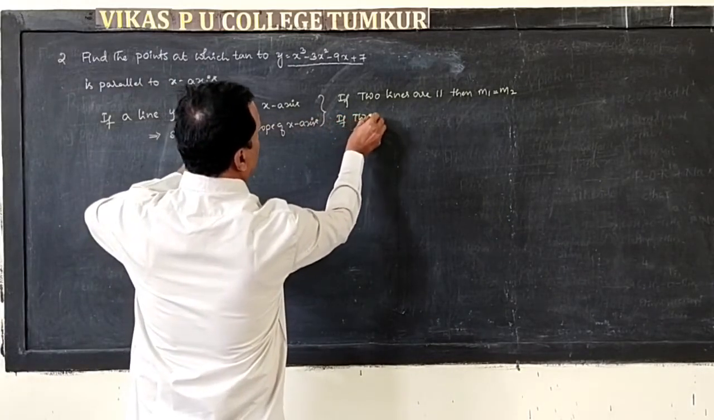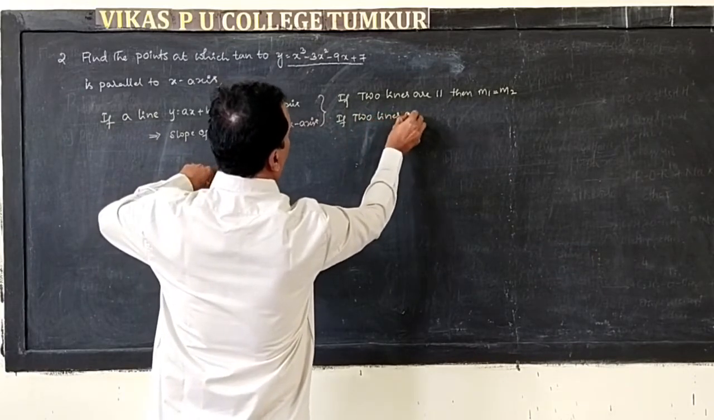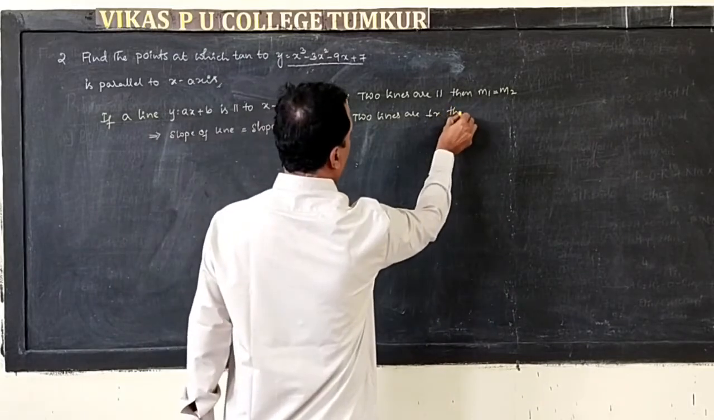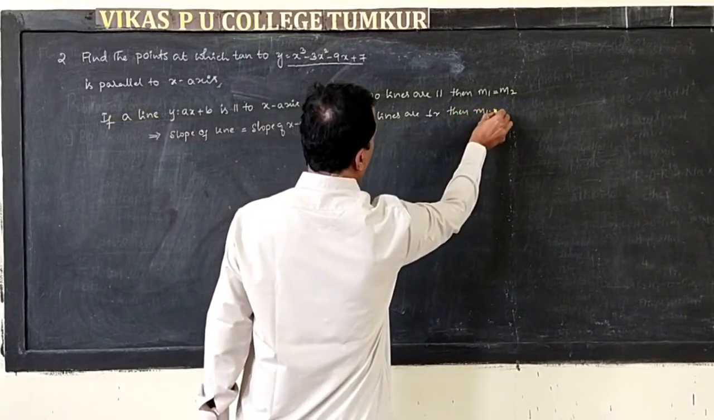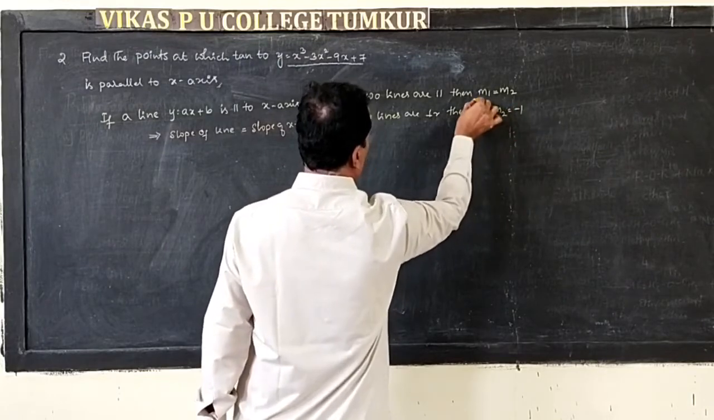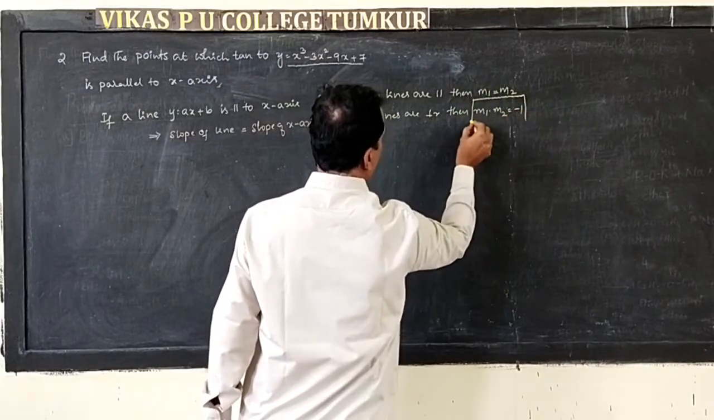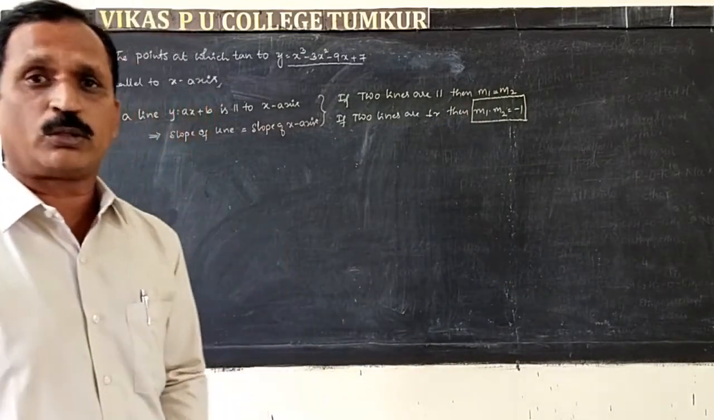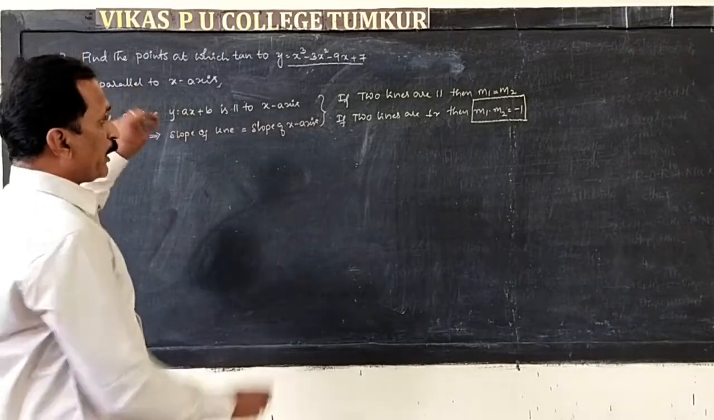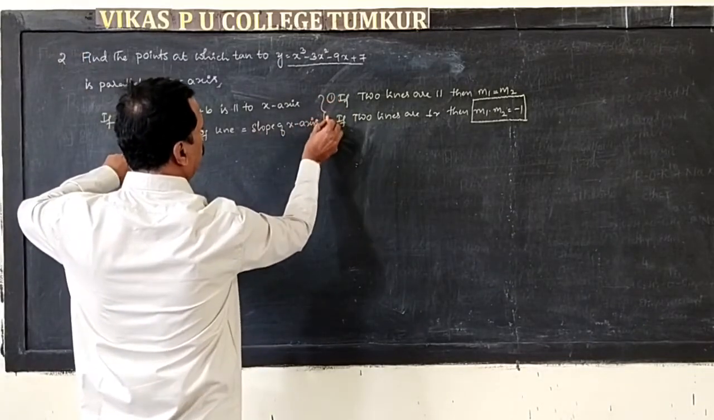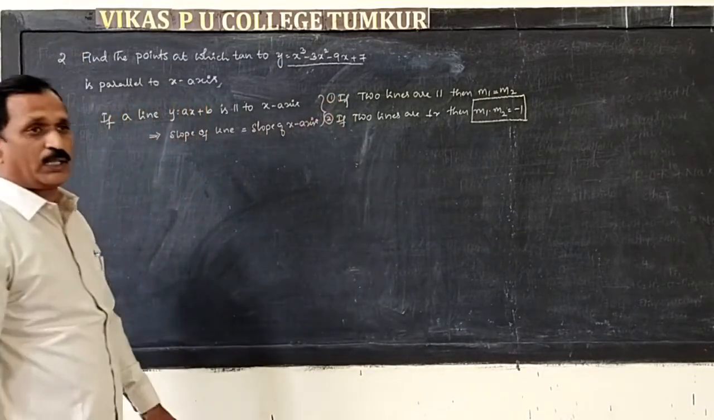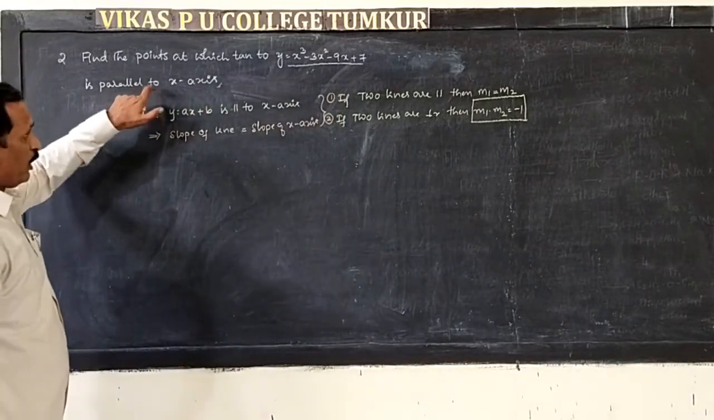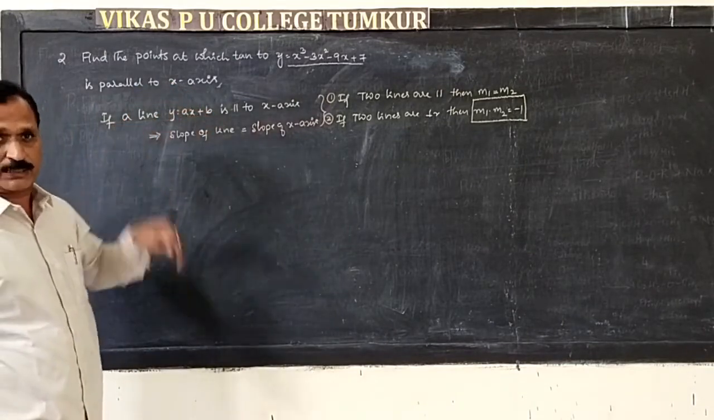If two lines are perpendicular, then what is the condition? You should remember the condition is that the product of the slopes is equal to minus 1. m1 m2 is equal to minus 1. That is to say, the product of slopes is equal to minus 1. These are important points. Along with this, we need one more point. Do you know which? Let us calculate the slope of the x-axis and the slope of the y-axis.